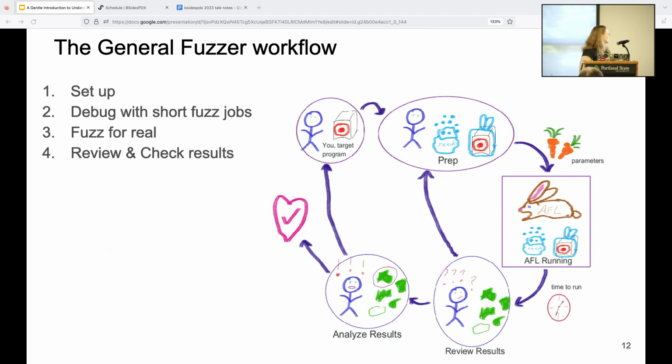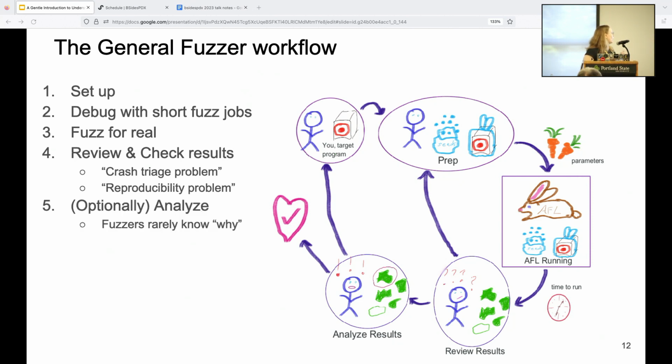Then you're going to review and check your results. What comes out of the fuzzer may not be gold. We have what's called the crash triage problem or the reproducibility problem. Not all of the things that the fuzzer finds interesting are what you find interesting. And not all of them are going to be reproducible because a fuzzer does not always know why.